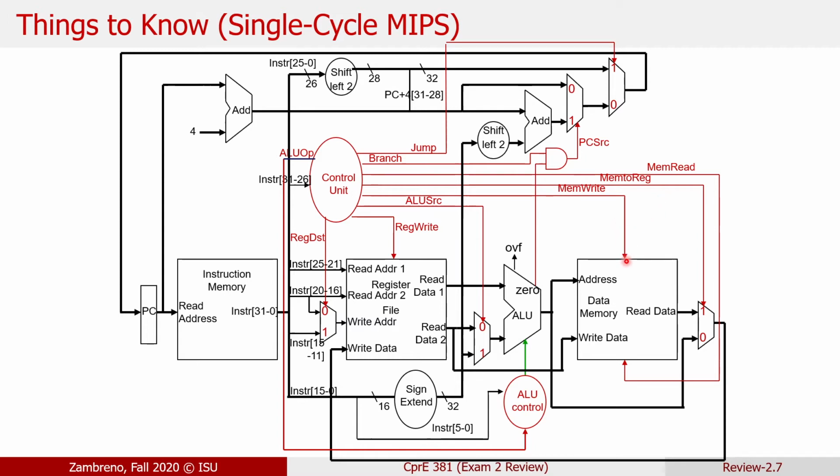Memwrite, it doesn't really show the port names here. This would be our write enable for the memory. This signal is kind of going underneath. That would be the read enable if such a thing was necessary on our memory.